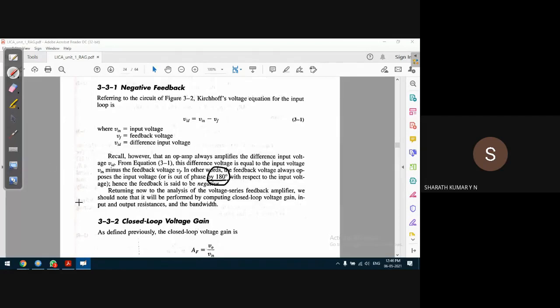advantages. Please observe this last line: voltage negative feedback. So by computing the closed loop voltage gain, it will increase the input resistance, decrease the output resistance, and increase the bandwidth. So there is an advantage of using negative feedback.